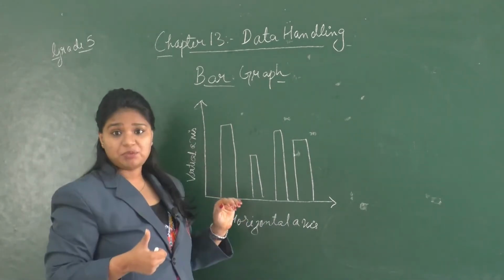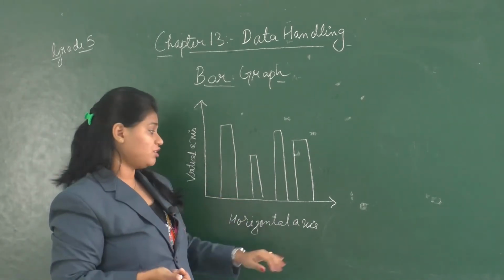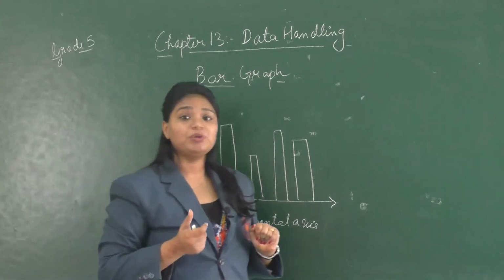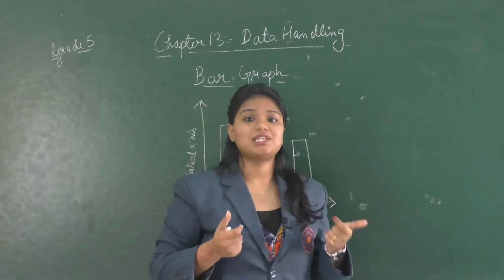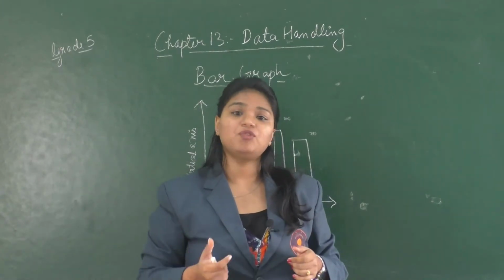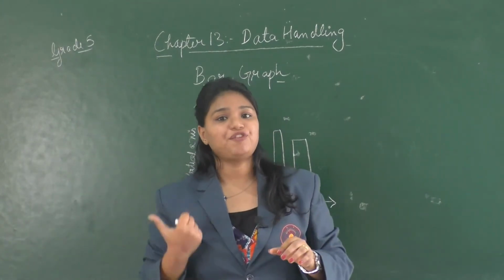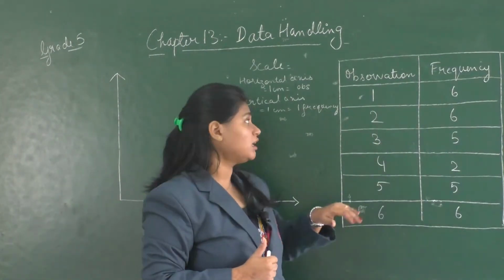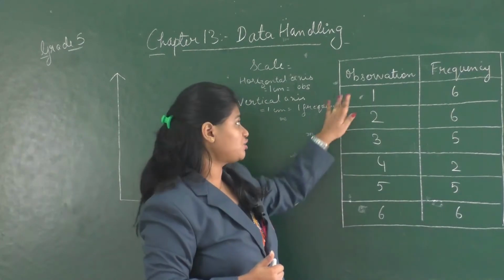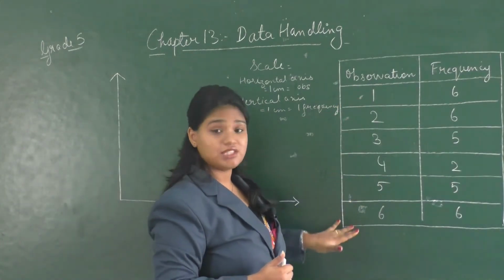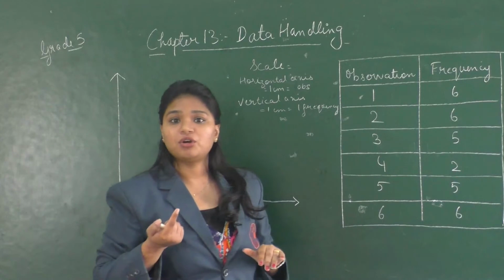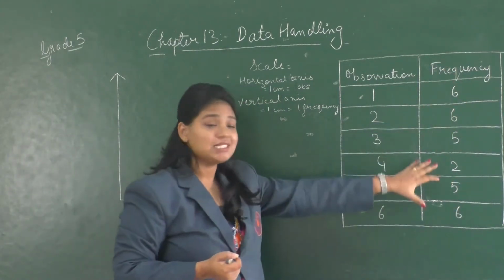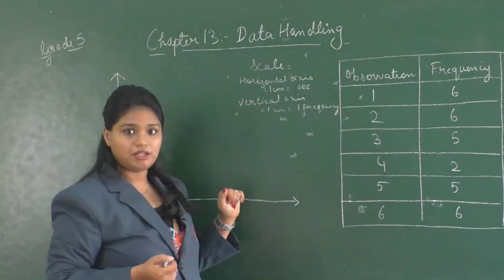Now the data can be represented on any of the axes, either on the horizontal axis or on the vertical axis. Now we will take the previous example, that was the example of the dice, and we will represent that table in the form of a bar graph. So here we have the table representing the data. So here we have the observation 1, 2, 3, 4, 5, 6, that is the number that occurred on the dice, and this is the frequency.